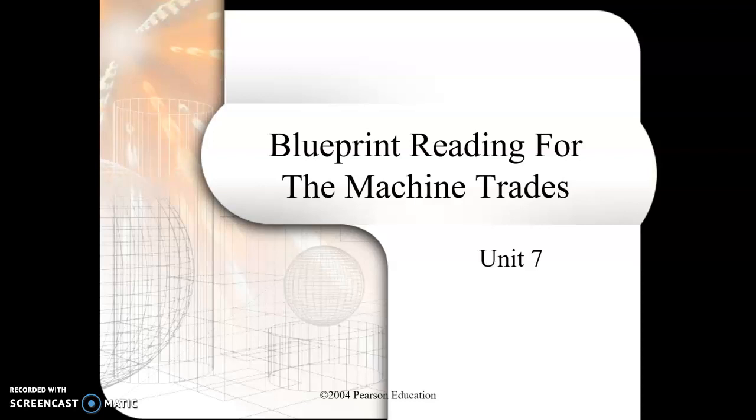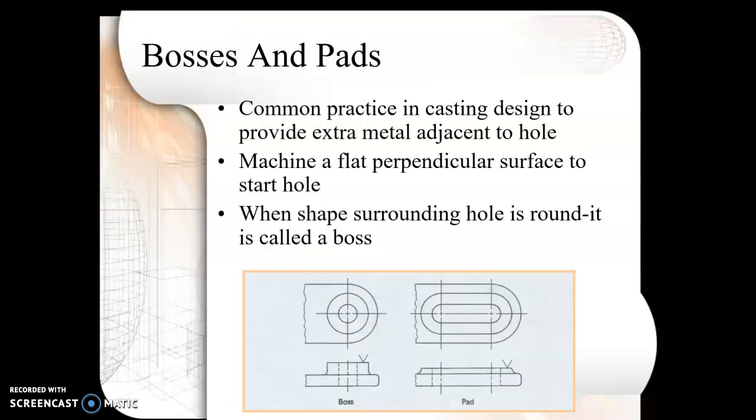Today we are looking at Unit 7 in the Blueprint Reading textbook, which covers a variety of topics. The first topic to introduce here are bosses and pads. So what is a boss and what is a pad?